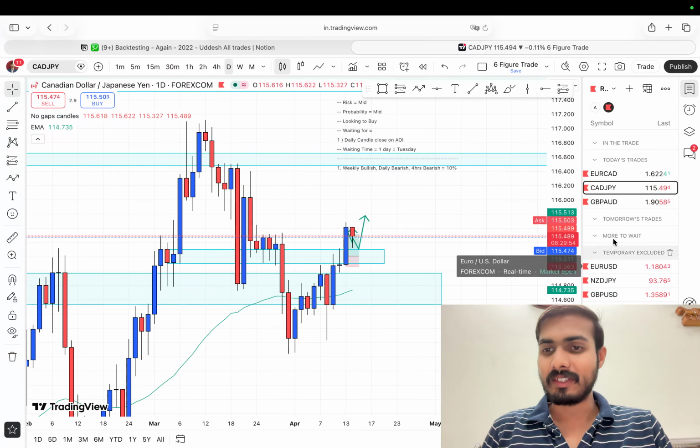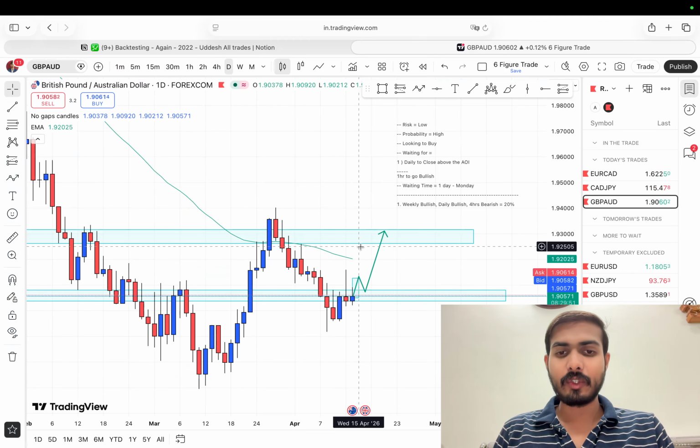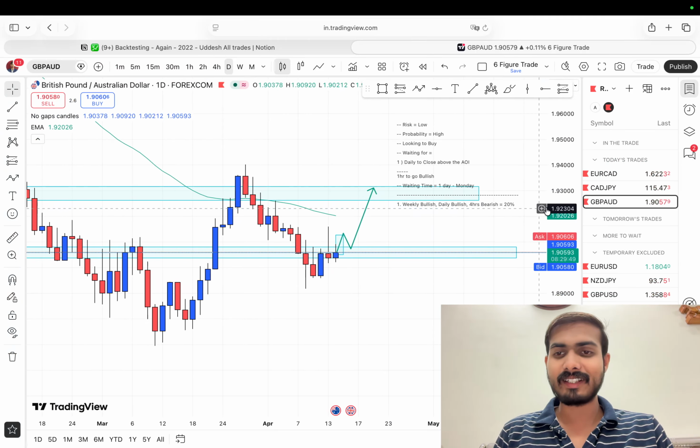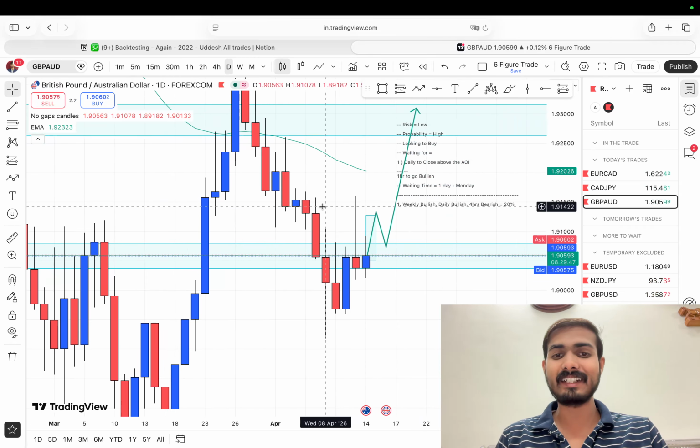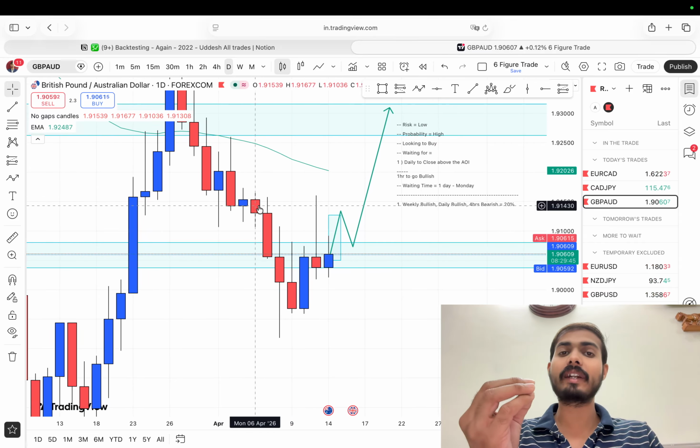So welcome back, guys. Let's see the trade update of GBP AUD. Would you look at this? This is so messy, and we are literally avoiding the messy thing.